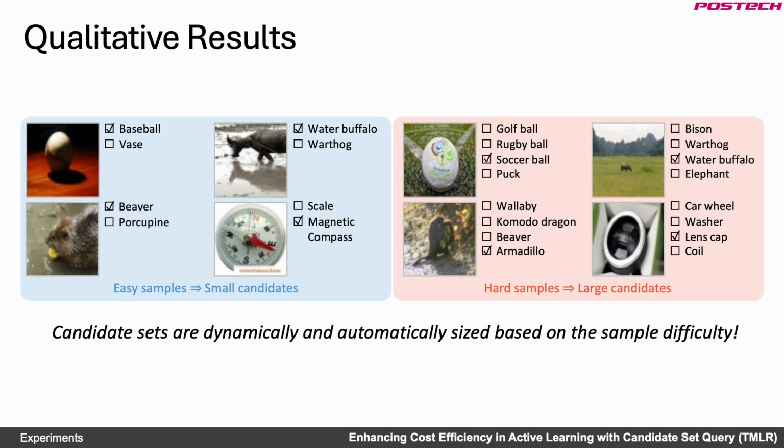For qualitative results, we see that candidate sets adapt to sample difficulty. Easy images on the left side yield small sets, while difficult images on the right side produce larger ones. For instance, two images of a water buffalo may result in different set sizes depending on how hard they are to classify, even though they share the same ground truth label.